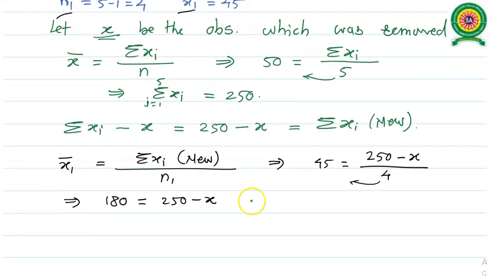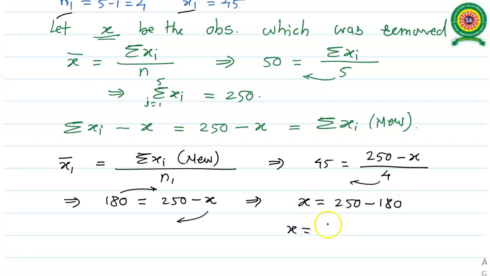So it is a linear equation in one variable. Try to evaluate the value of x, the removed observation. Shifting minus x from RHS to LHS and 180 from LHS to RHS, we have x equals 250 minus 180. So the value of x is exactly 70. Which observation is removed? That is 70. So 70 was removed from the given observations, and then the mean of the 4 observations is 45.